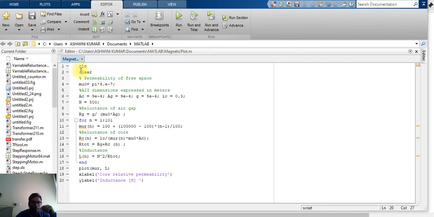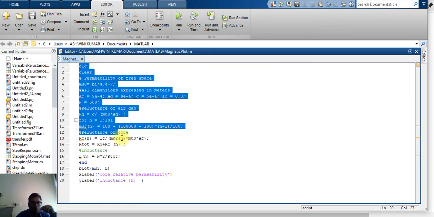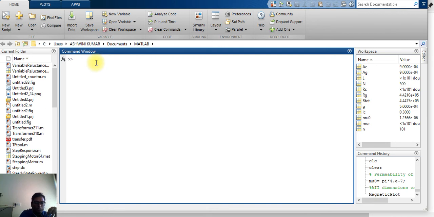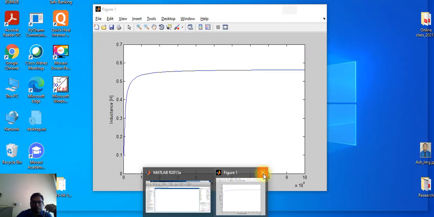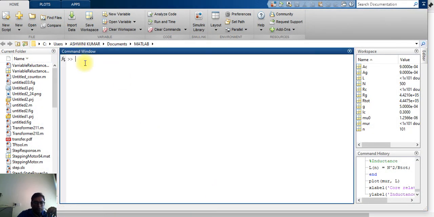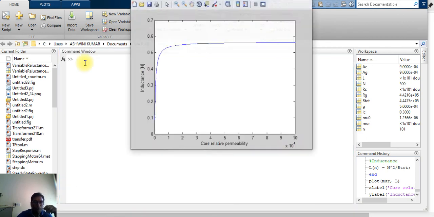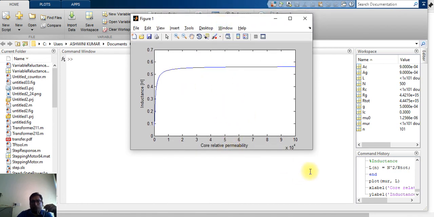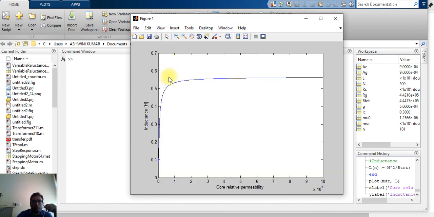So this is the script for our question. You can also take a copy, paste it in the command window, and press enter, and this will show the exact output, where we can see the inductance and the relative permeability.